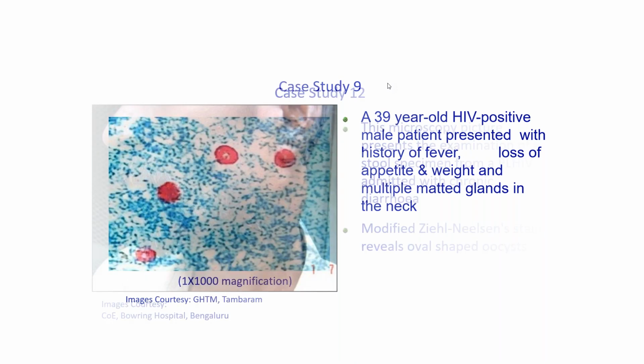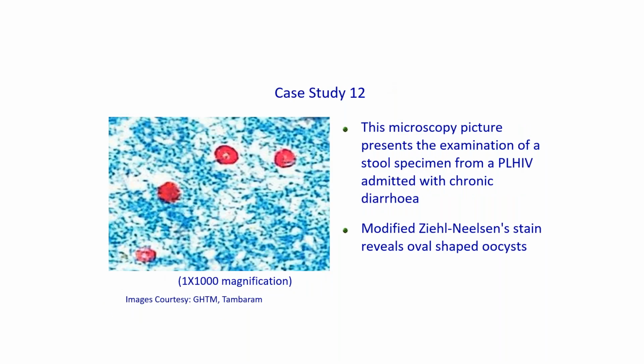So this microscopy picture was done from a stool specimen from a PLHIV who presented with chronic diarrhea. So this stool sample was stained with Ziehl-Neelsen or modified ZN staining, and that revealed these acid-fast cysts. All right. So these acid-fast cysts will make you think that this could be one of the more difficult organisms. Somebody has actually also put up isospora, and I agree.